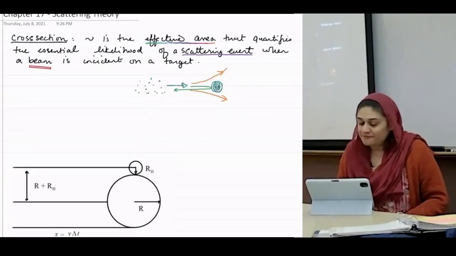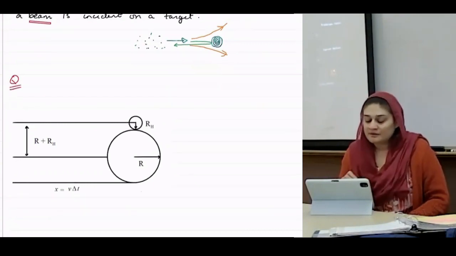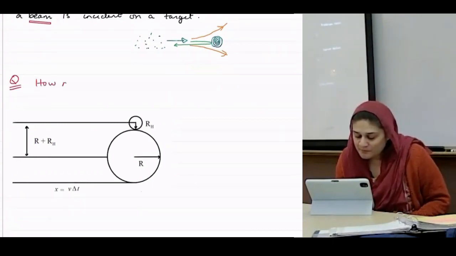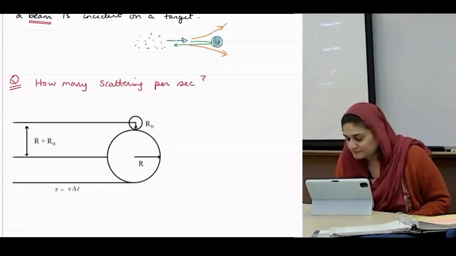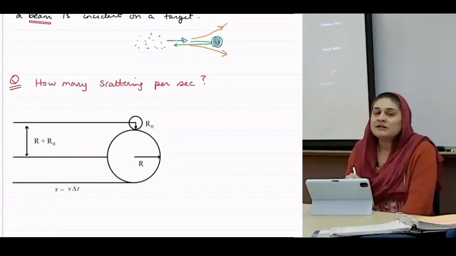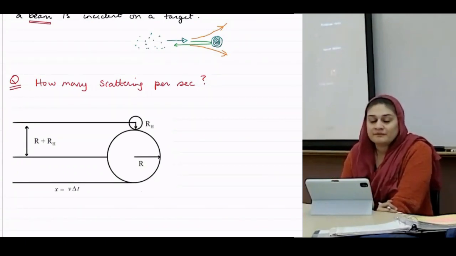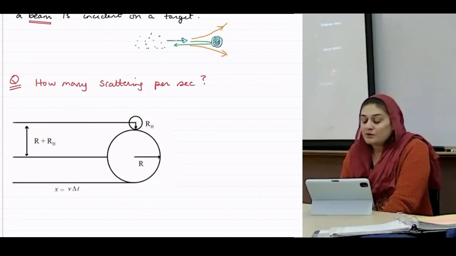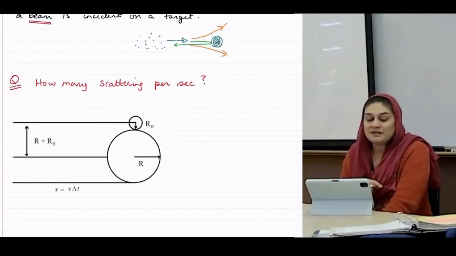Now, the other very, very important question that we want to answer is how many scatterings per second? Because if I can figure that out, I can pretty much figure out what the event or scattering or cross-section would be. So in order to figure out how many scatterings per second, I'm going to use another word.